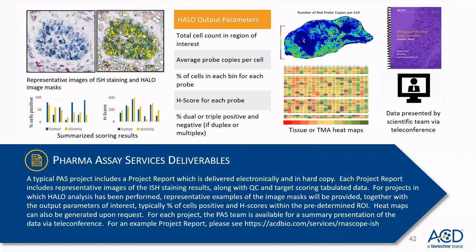The data deliverables from our Halo analysis in pharma assay services include the total cell count in the region of interest, the average probe copies per cell, the percent of cells in each bin for each probe, the H-score for each probe, the percent dual or triple positive and negative, and all of the per cell data provided in an Excel file. We also provide bar graphs of the percent cells positive and H-scores in each region of interest, such as the tumor and stroma, identified using the tissue classifier module. And we can also provide heat maps.